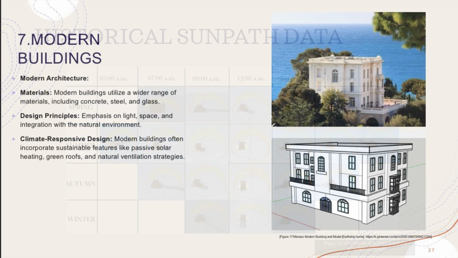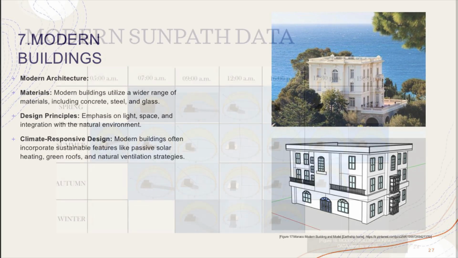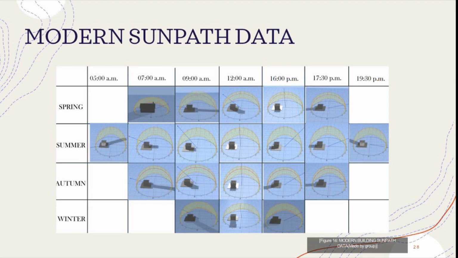Modern buildings. Modern architecture, materials. Modern buildings utilize a wider range of materials, including concrete, steel, and glass. Design principles: emphasis on light, space, and integration with the natural environment. Climate responsive design: modern buildings often incorporate sustainable features like passive solar heating, green roofs, and natural ventilation strategies. And you can see the modern building sun path data.